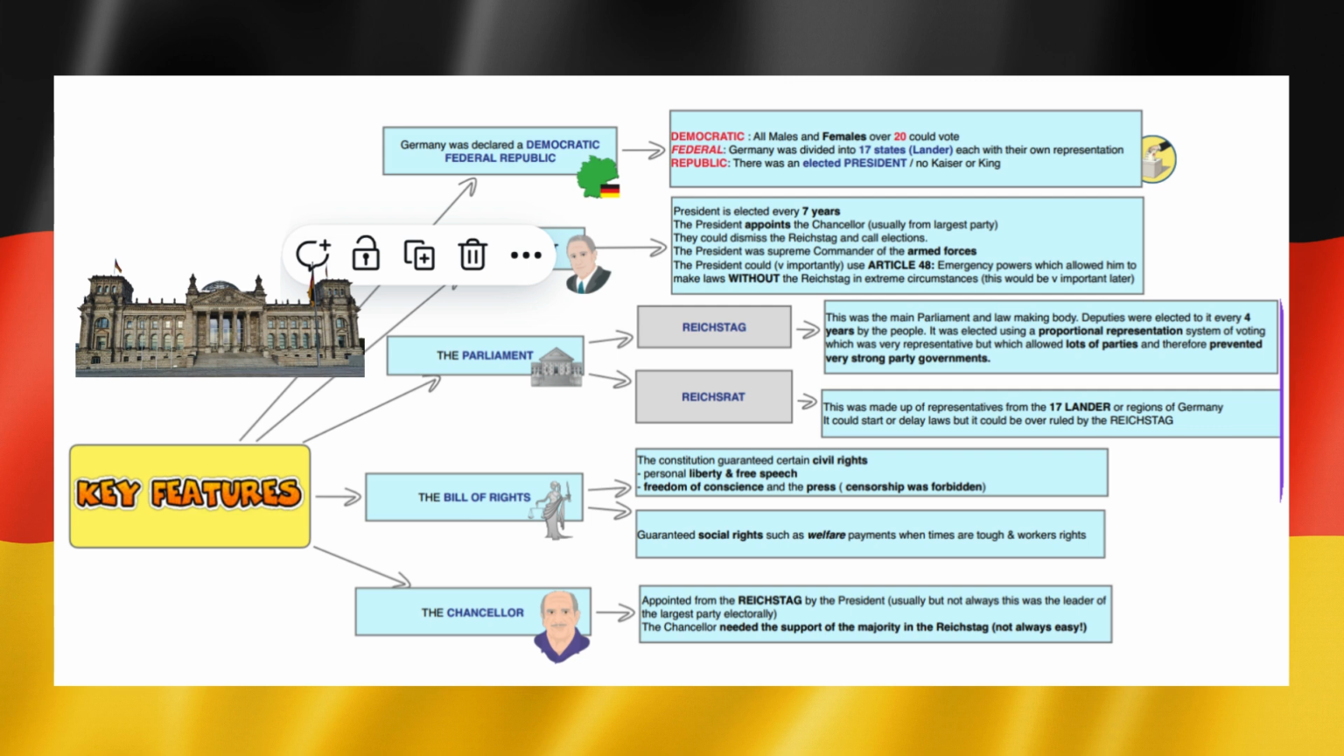There is a Chancellor in Germany as well. They're appointed from the Reichstag by the president, usually, but not always. This was the leader of the largest party electorally. And the Chancellor needed the support of the majority in the Reichstag, and this was not always easy.